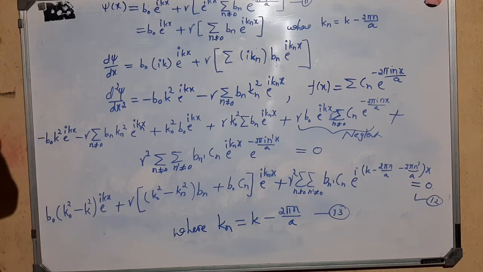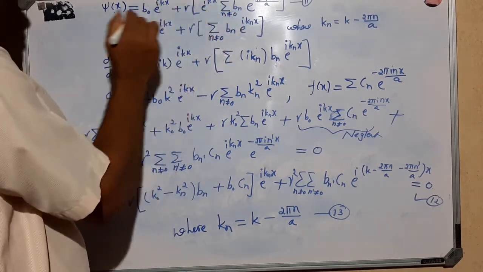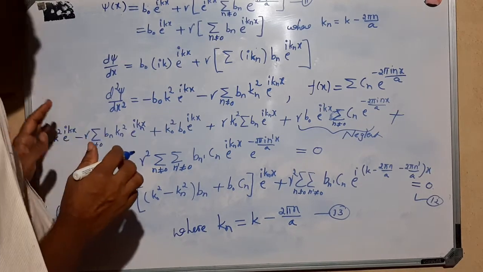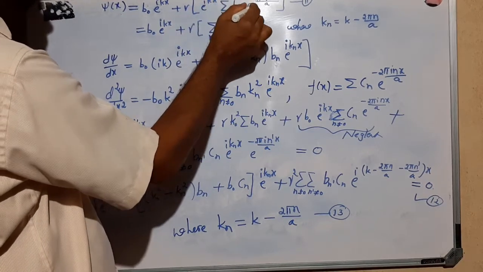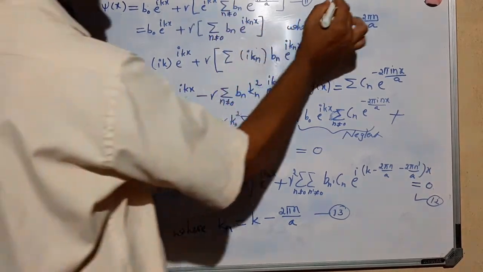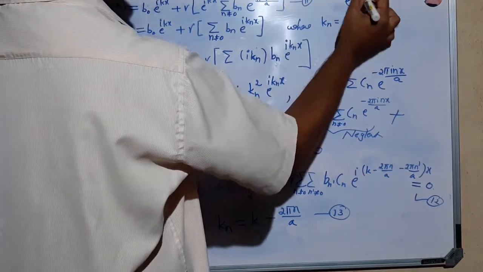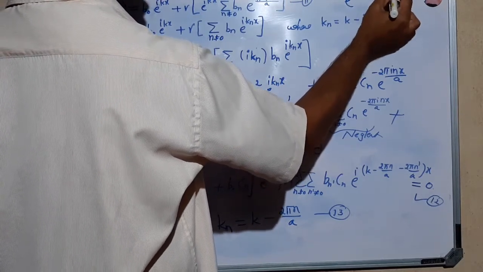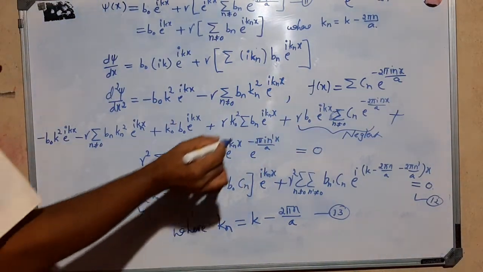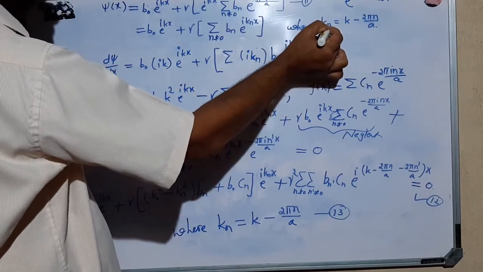Okay. Now this is equation number 11 that gives the wave function for the free particle and the perturbed particle in the crystal potential. Here, e to the power ikx is taken inside and you can get this as e to the power i into (k minus 2 pi n by a) into x. So k minus 2 pi n by a is taken as kn.